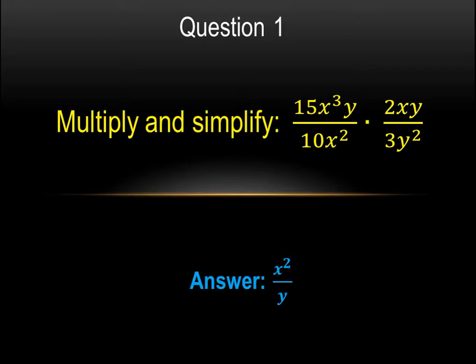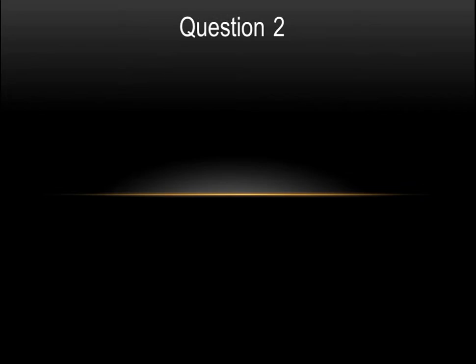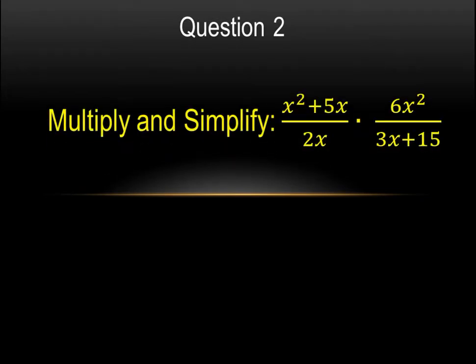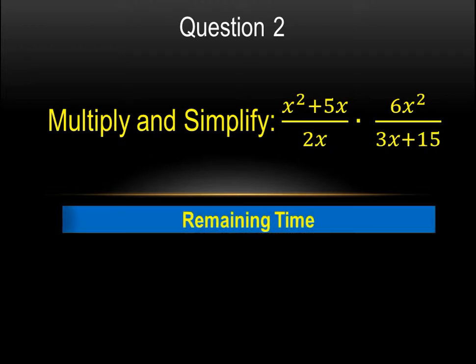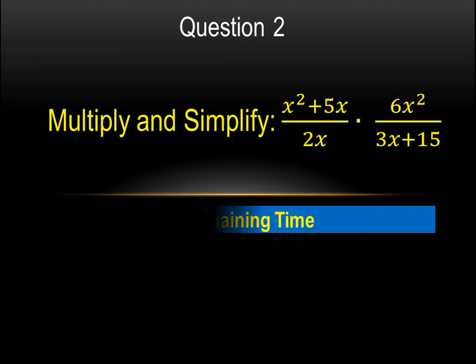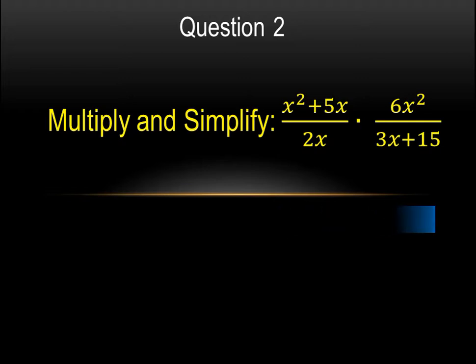Let's have the next one. Question number 2. Multiply and simplify x squared plus 5x all over 2x times 6x squared all over 3x plus 15. Let's start the time. Once again, if you want more time, you can pause the video. Let us see what your answer will be. So the answer is x squared.